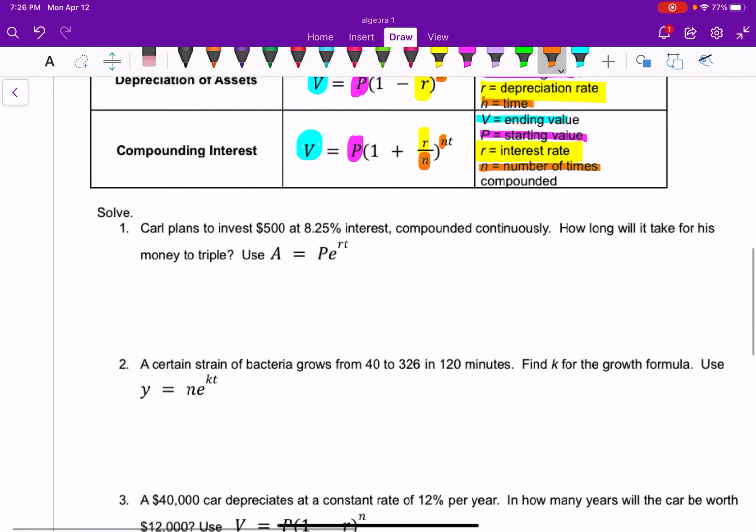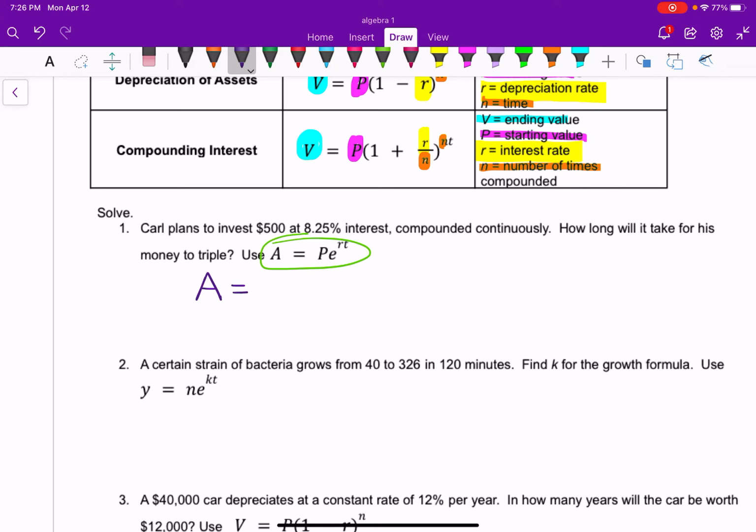We have Carl plans to invest $500 at 8.25% interest, compounded continuously. How long will it take for your money to triple? Okay, so this one, we're going to just look. I'm going to give you this on the test even. You just have to know where to put the right number in for the right letter, and then you have to know how to solve it. So in this case, we want to know how long it'll take to triple.